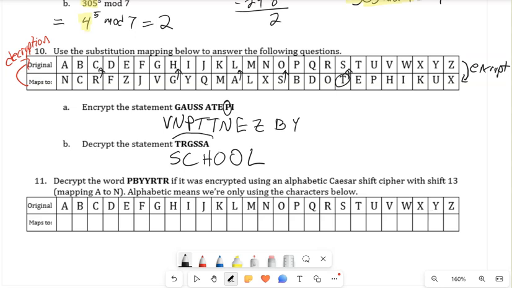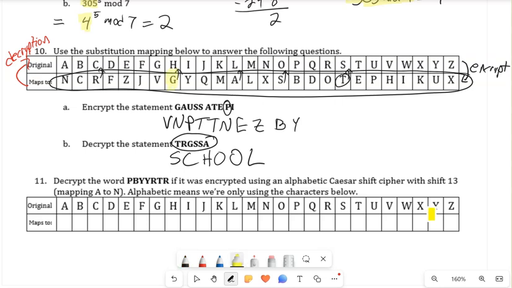So we have a mess statement, TRGSSA, and we're trying to decrypt it. So we go to the messy part of the substitution cipher to find these letters, like G. We locate G, and then decrypt it to an H. Okay, I get it. I was just confused on why it was called the messy part and whatever.